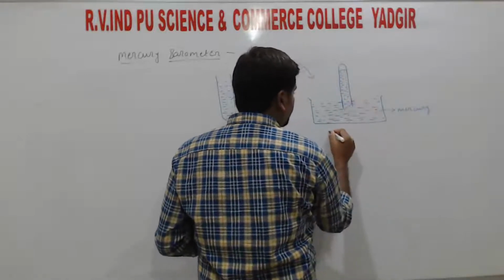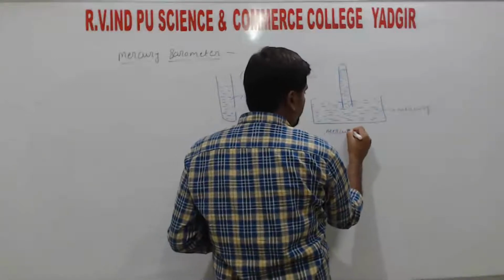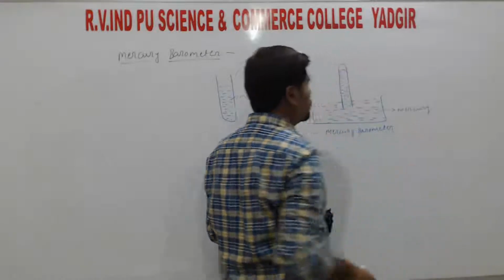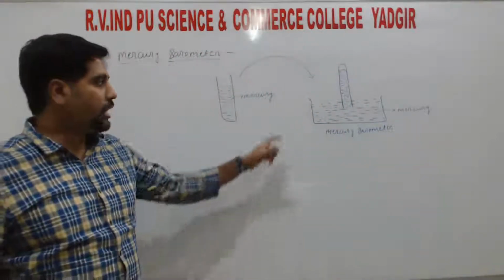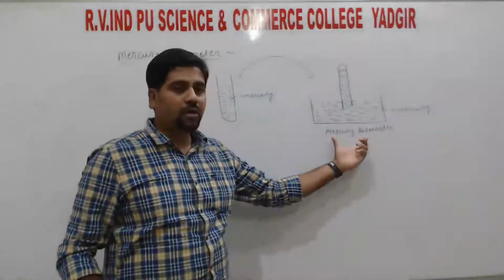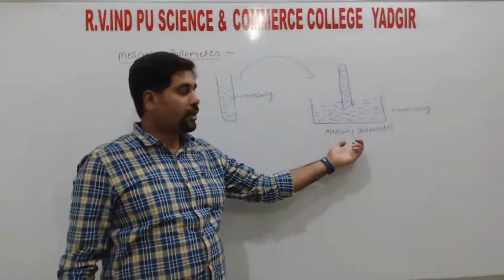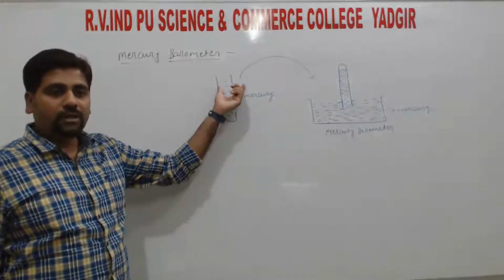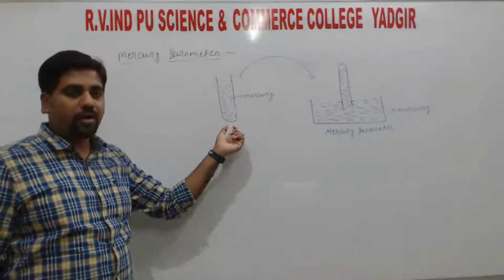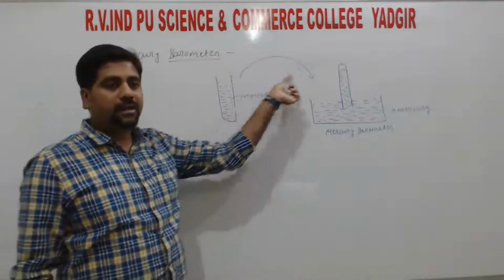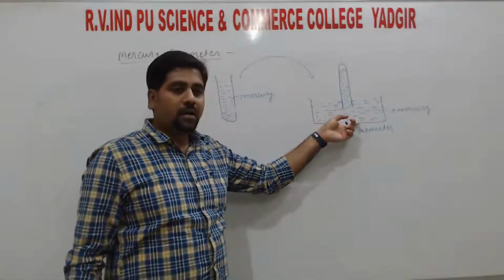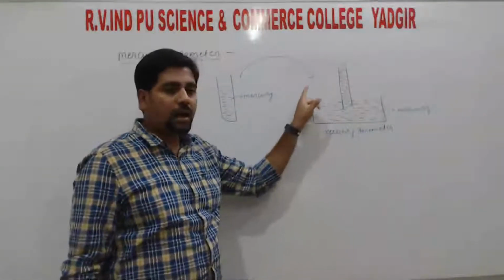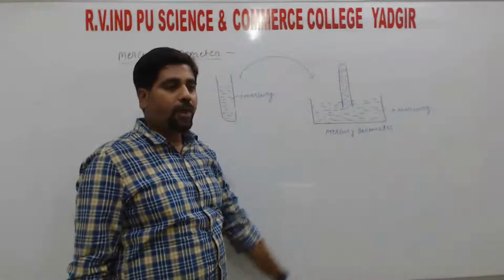So this device is called a Mercury Barometer, right? In the complete setup, we call it a Mercury Barometer. For the Mercury Barometer, first they considered one long vertical tube with one side open, and they filled it with mercury. This tube is placed inverted into another vessel which contains mercury. So this total overall apparatus is called the Mercury Barometer, right?